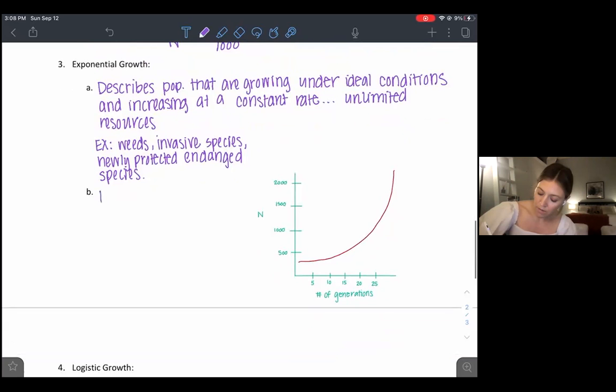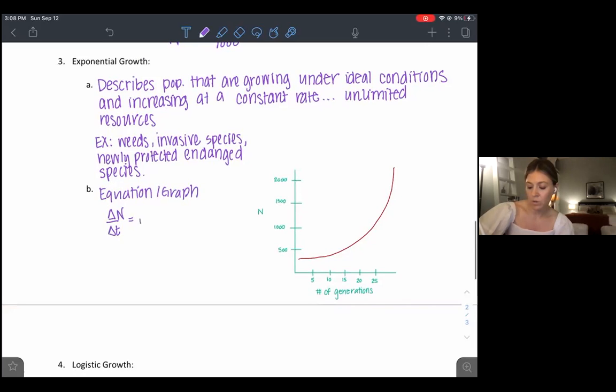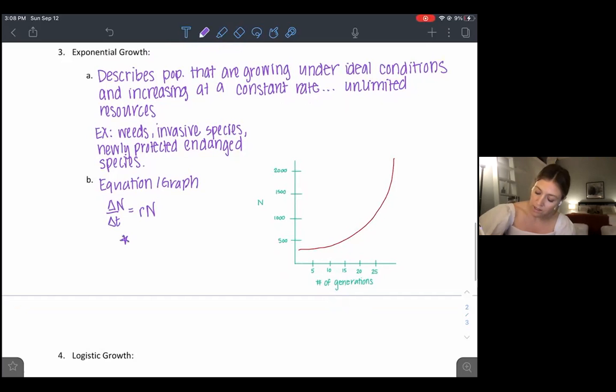Okay, so here we have our graph. We're just going to talk really quickly about our equation one more time and our graph. Our equation is the one that we just talked about. So the change in our number over the change in time is equal to the rate of increase times the number of individuals. When we're looking at this in our graph, what we're going to see is that r is going to be constant. And then we're going to see that our N is increasing exponentially.